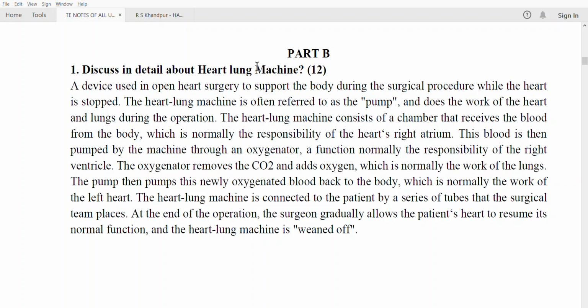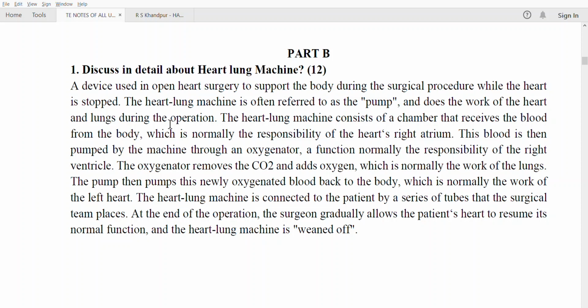It consists of a chamber that receives the blood from the body, which is normally the responsibility of the heart's right atrium. This blood is then pumped by the machine through the oxygenator, a function normally responsible for the right ventricle, and the oxygenator removes CO2 and adds oxygen, which normally works for the lungs. The pump then pumps this newly oxygenated blood back to the body, which is normally the work of the left heart. The heart lung machine is connected to the patient by a series of tubes.